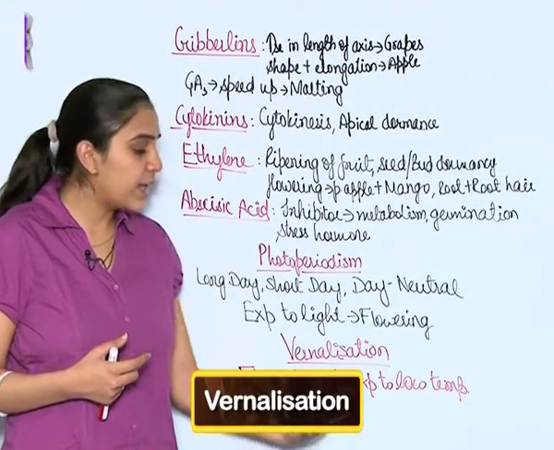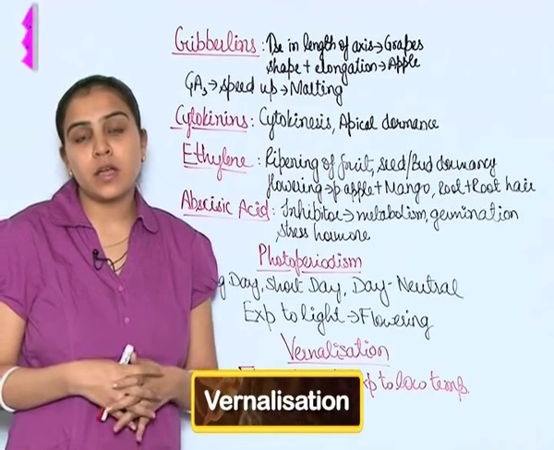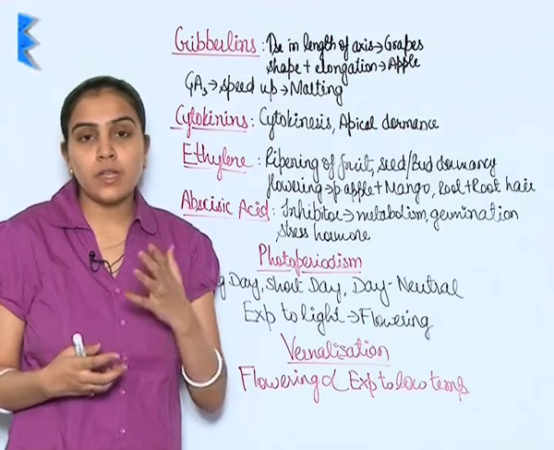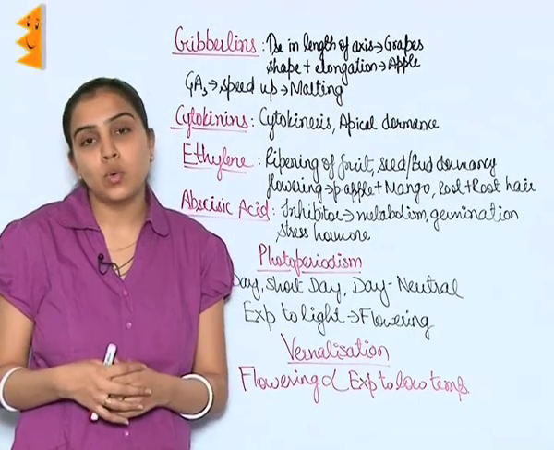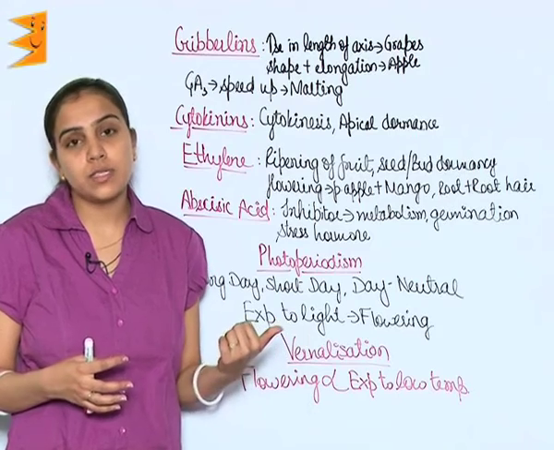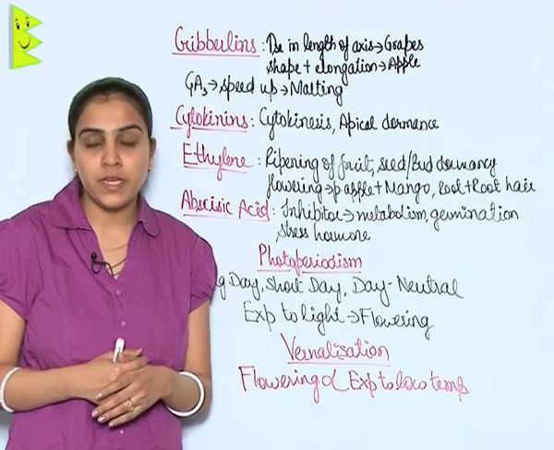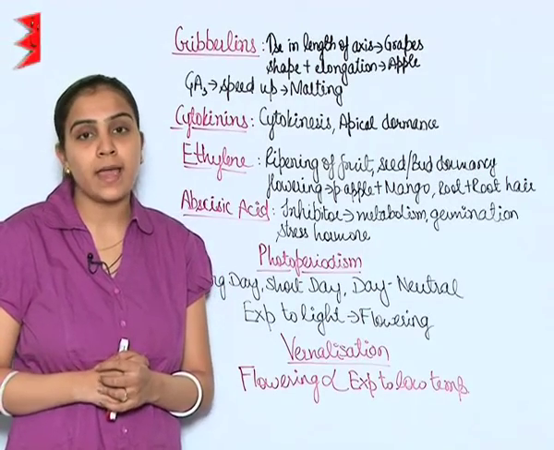Vernalisation. Vernalisation is the process in which certain plants' flowering, whether quantitatively or qualitatively, directly depends upon the exposure to low temperature, and this process is known as vernalisation. It is seen in case of wheat. The example can be wheat. There are two varieties of wheat, spring and winter.